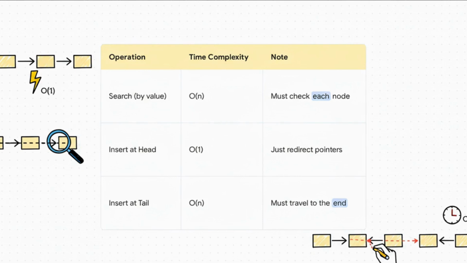But check out searching for something or trying to add a new node at the very end. That's O of n. That n stands for the number of items in the list. It basically means you have to walk the entire chain to get there. So the bigger the list, the longer it takes. That's the trade-off right there.